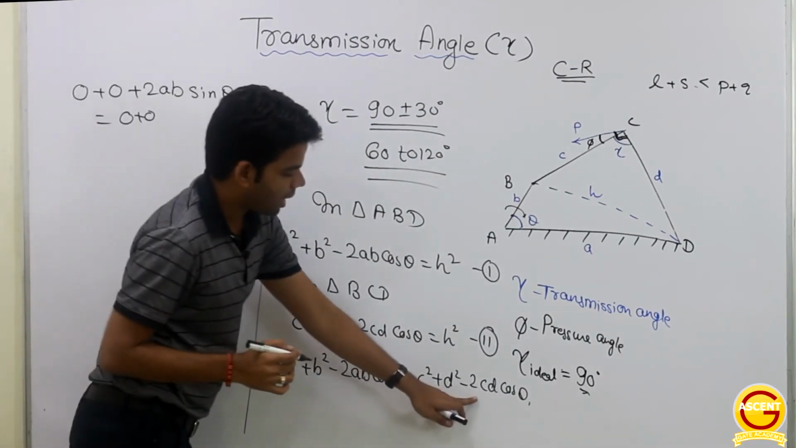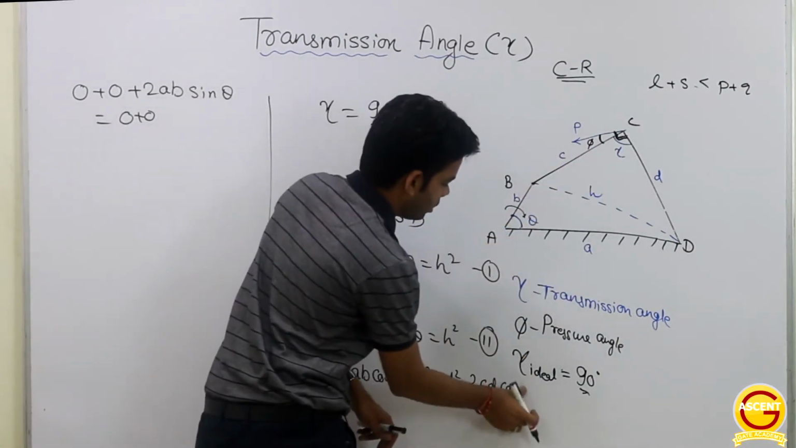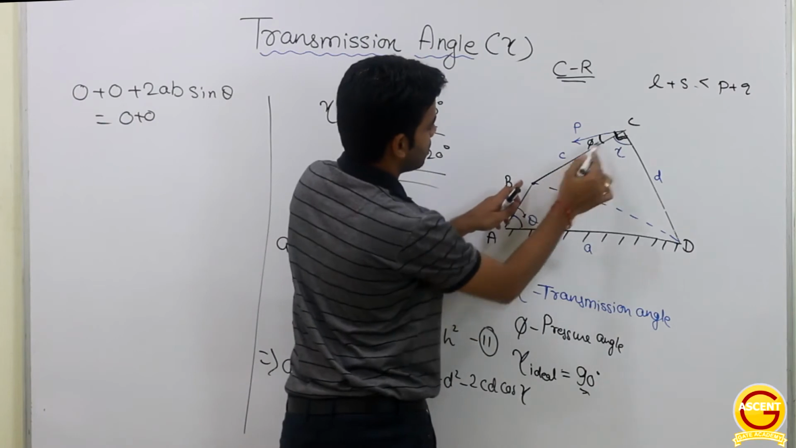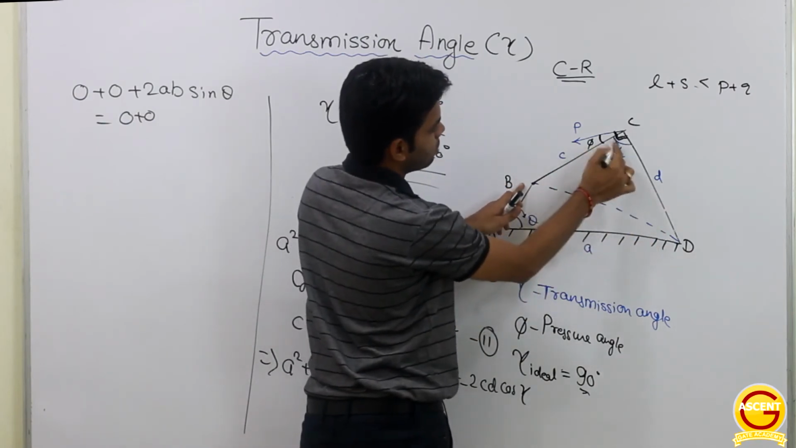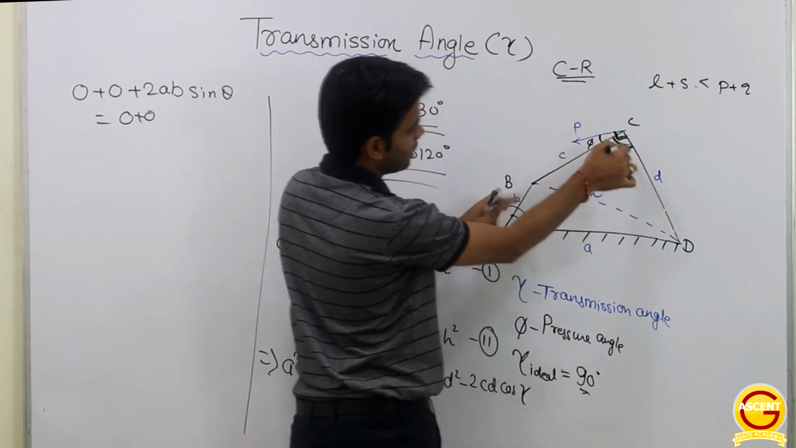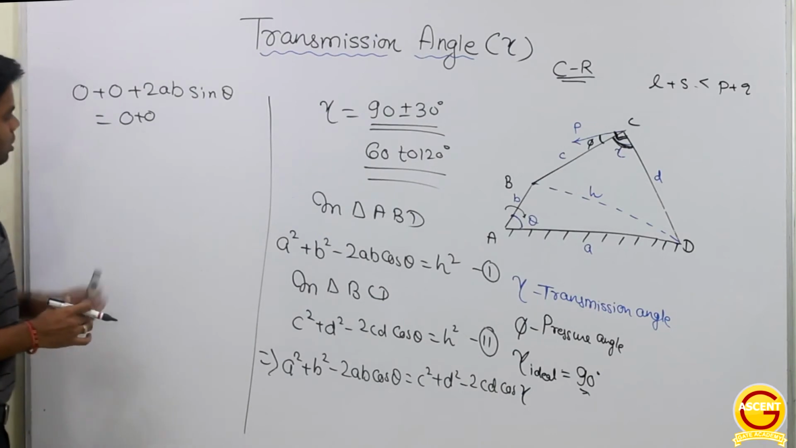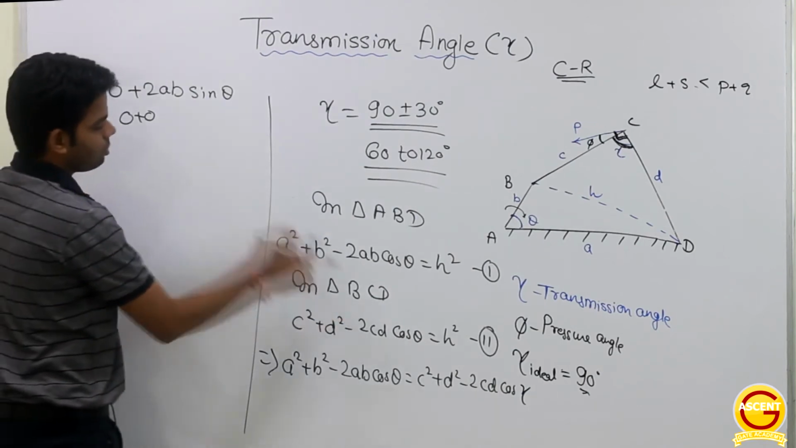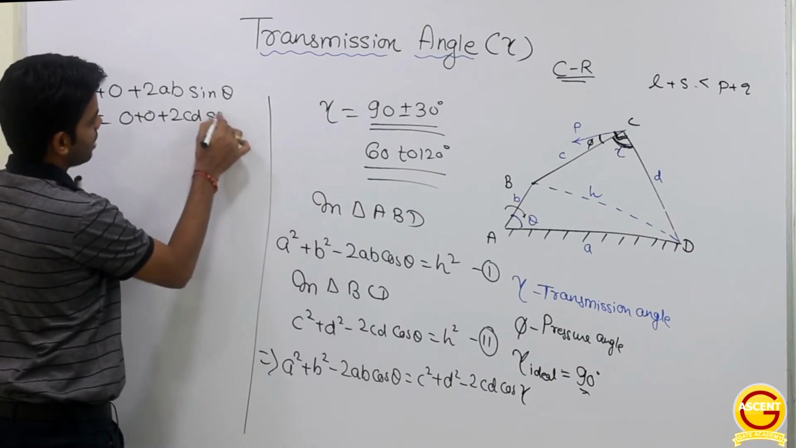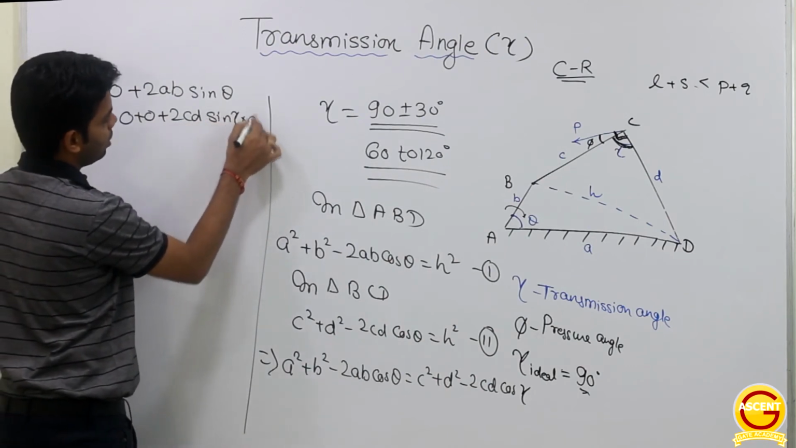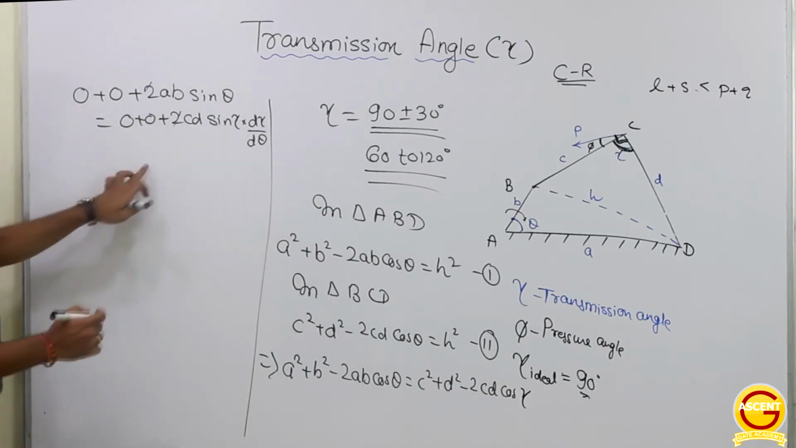This will be minus CD cos of, sorry, this angle will be gamma, not theta. H square is equal to C square plus D square minus 2CD cos of gamma. The angle between C and D is gamma, so this angle should be gamma, not theta. Getting this or not? Okay. So this will be equal to 0 plus 0 minus minus plus 2CD cos gamma sin gamma into d gamma by d theta. Getting this one? Okay, so from here we will get what?